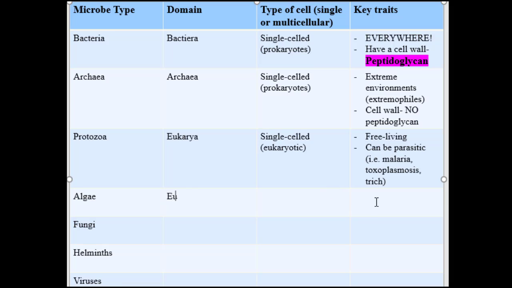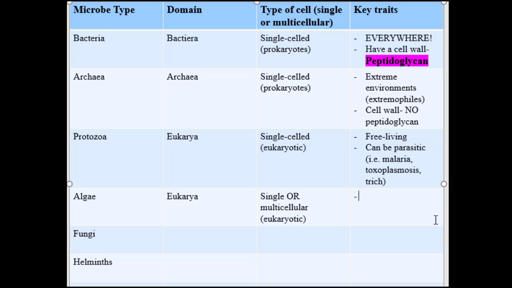Algae are in the domain eukarya. However, algae could be single or multicellular. There's many different types of algae, and they all have eukaryotic cells. Key traits of algae. I'm sure you know, algae are photosynthetic. That means they gain energy from sun. And yes, we will talk about algae this semester. Believe it or not, there is a toxin producing algae out there.